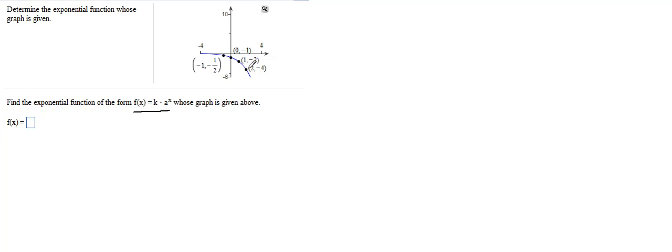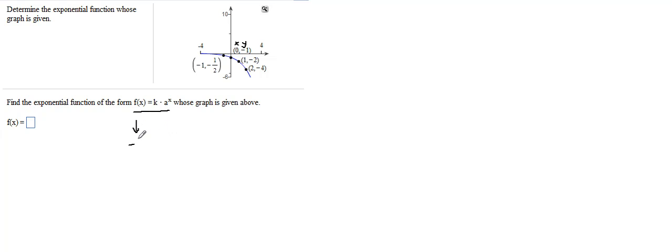So we can pick any of these points. Remember, each point has an x value and a y value. The one I'm going to pick is this one right here, because it's easy to plug a 0 in. That's probably the easiest number to plug in. So let's plug a 0 in for x and a -1 in for y.